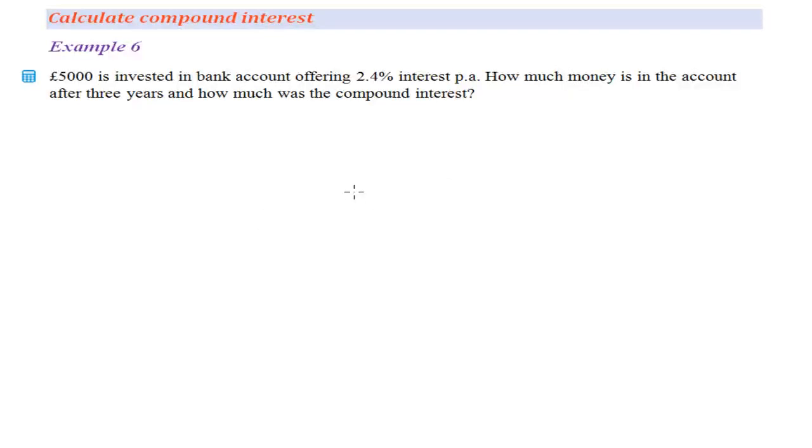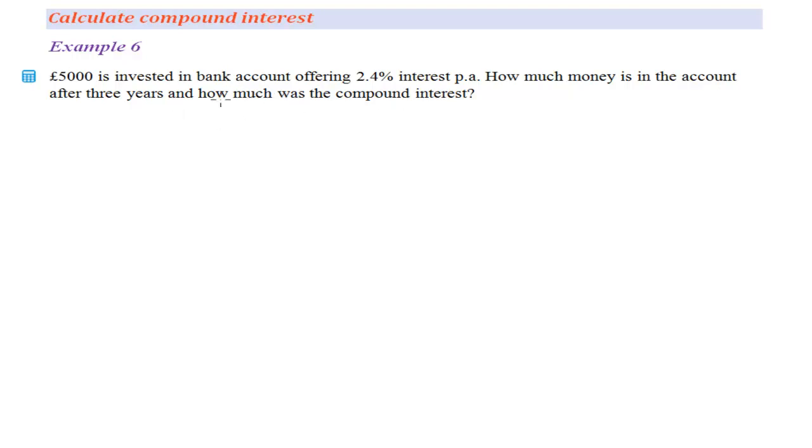So in this example we meet the idea of compound interest. £5,000 is invested in the bank account, which is offering 2.4% interest PA. PA standing for per annum, and per annum means per year. So 2.4% interest per year. And we're asked how much money is in the account after 3 years, and also how much was the compound interest.